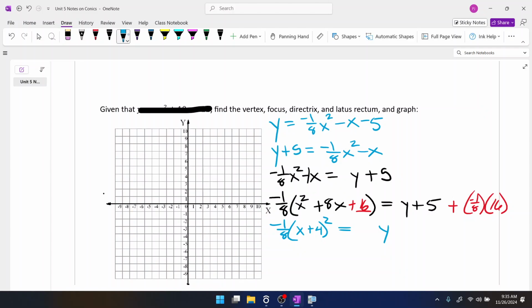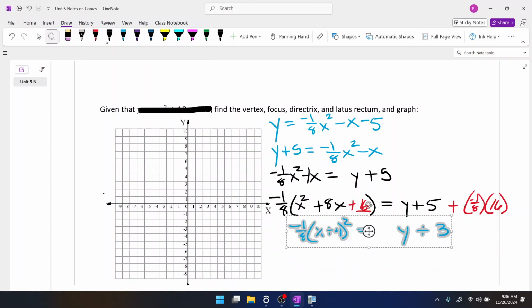y, let's see here, negative 1/8 times 16 is negative 2. So this becomes a y plus what? Y plus 3. Now, there is one more step that we need to take here to get rid of this fraction. What can I multiply both sides of this by? Negative 8.